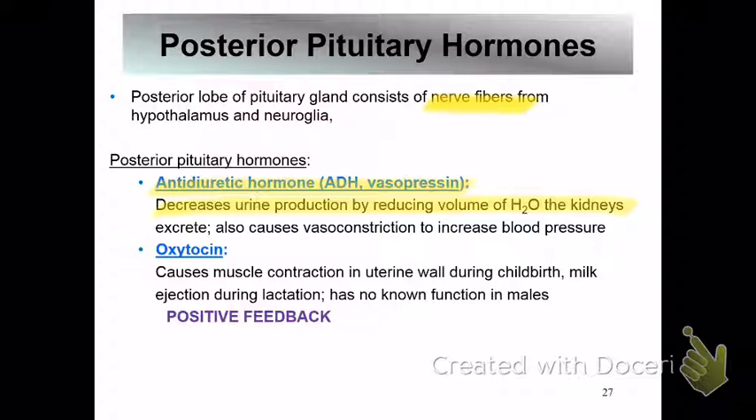Think about this like magic fairy dust. You've got this ADH that comes from the brain that sprinkles on the kidneys and says, hold on to the water. Decrease urine production by reducing the volume of water that the kidneys release. So hold on to the water. It also causes vasoconstriction to increase blood pressure. So it's pretty important.